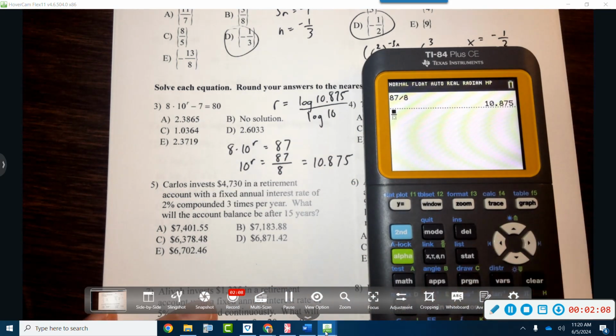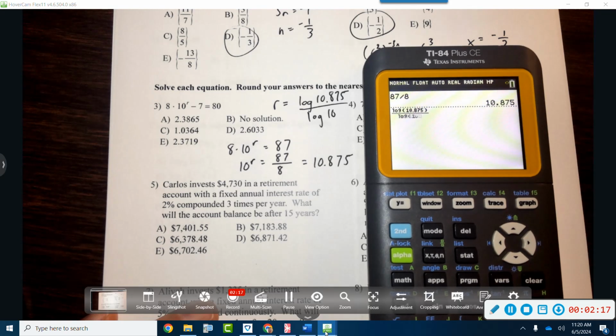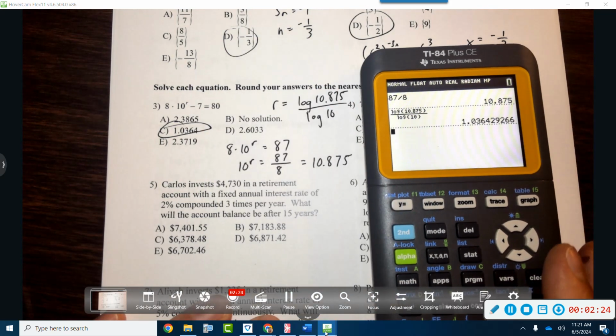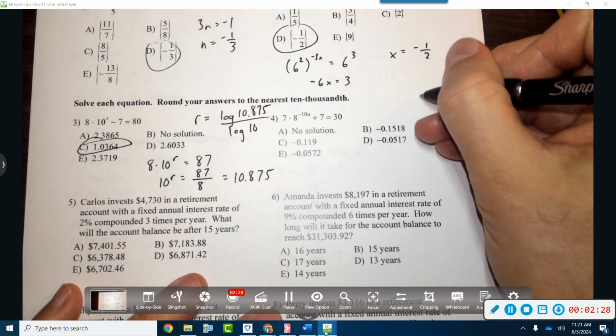Why not do a fraction? Let's do the log of 10.875 divided by the log of 10. Actually, I already know the log of 10. It should be 1. So it's going to be 1.0364.